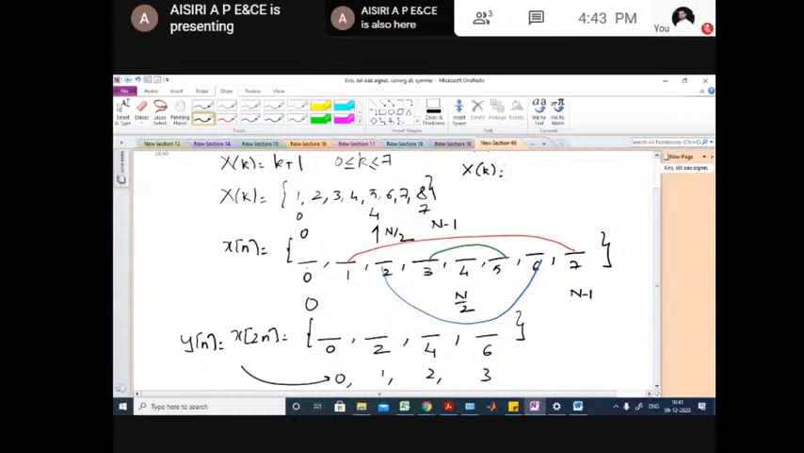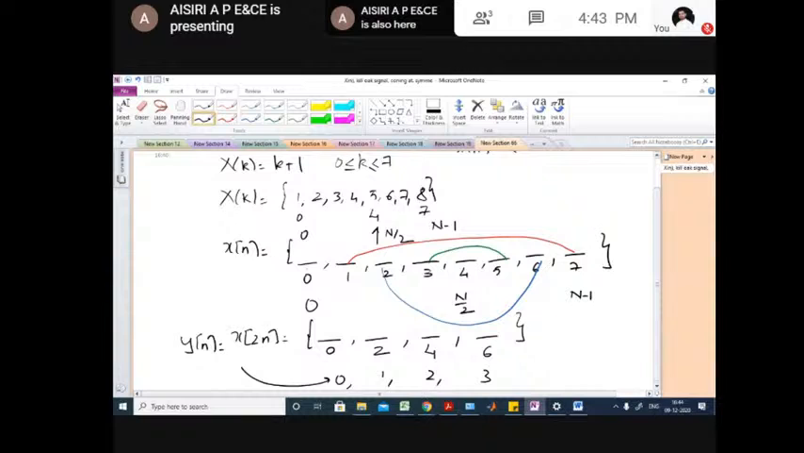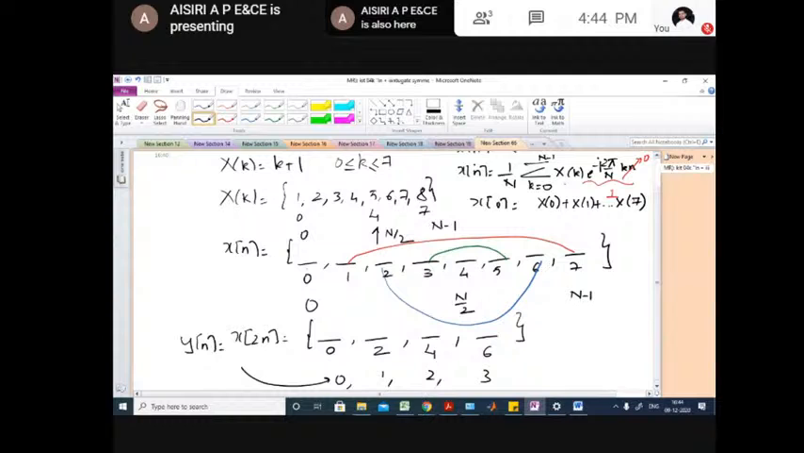x of n is equal to 1 by N, summation k equals 0 to N minus 1, x of k into e power minus j 2 pi by N kn, where k ranges from 0 to N minus 1. If I want to determine x of 0, substitute n equals 0; anything to the power 0 is 1, so this becomes x of 0 plus x of 1 and so on up to x of N minus 1, all divided by N. So it is nothing but the average value.